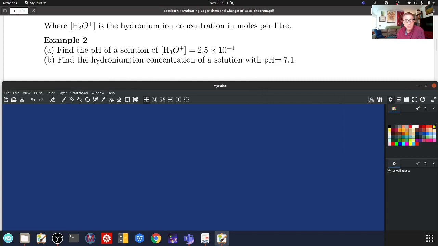So find the hydronium ion concentration of a solution of pH 7.1. So again, we start with our formula. We're given a formula, and you will be given any such formula as needed on the exam. So you know that the exams are open notes, so the formulas are going to be there for you. So it's minus log of the H3O concentration. So in this case, we're given the pH.